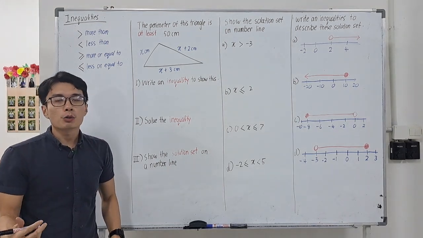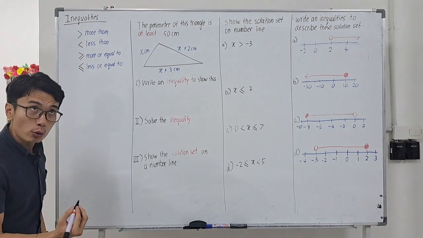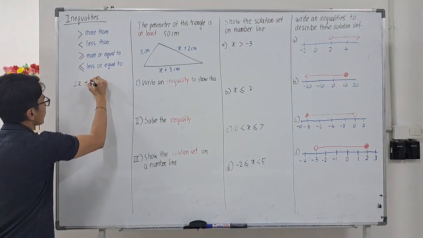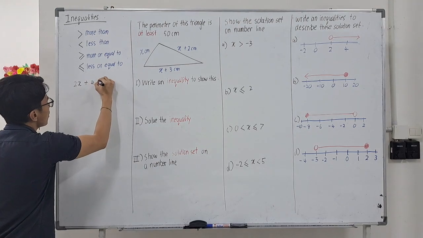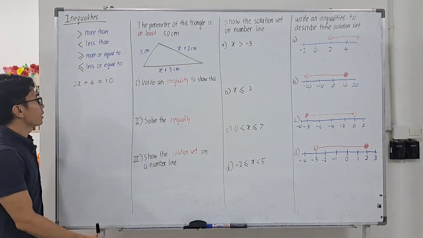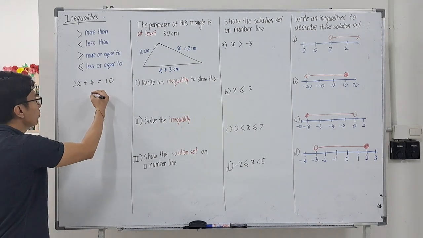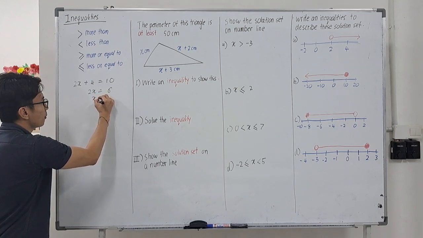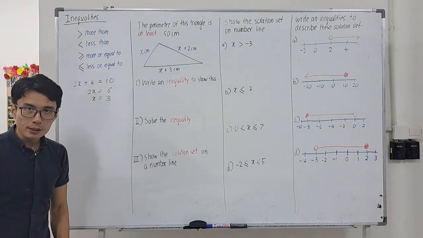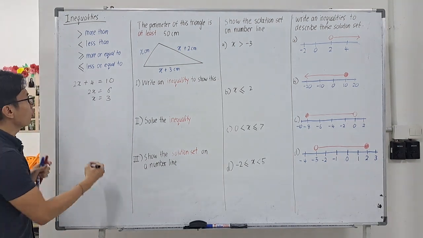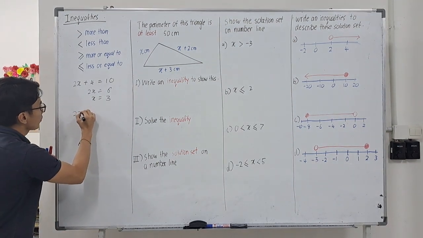By right now, you should be very familiar with writing equations. For example, like this. And you should know how to solve this already, right? You can subtract 4 from both sides, that will give you 2x equals 6. Divide by 2 on both sides, you should get 3. Alright, that's your equation.